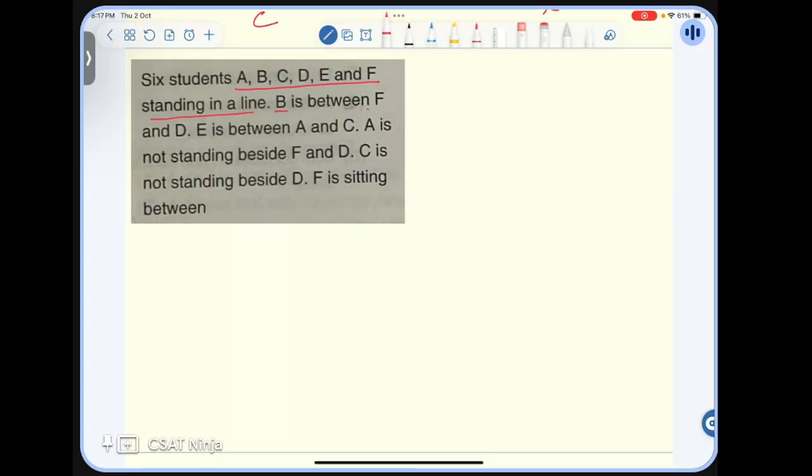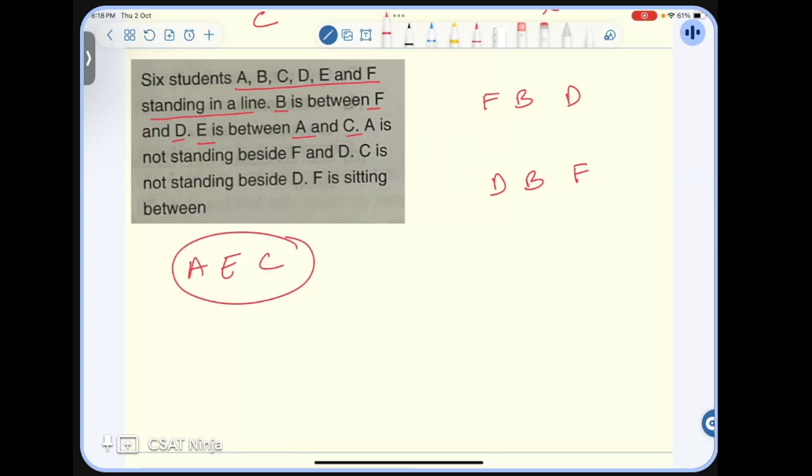B is between F and D. So now I'll start a case here. B is between F and D, which means I can create another case here. D can be here, F can be here. So we have two cases. Next is E is between A and C. E is between A and C.